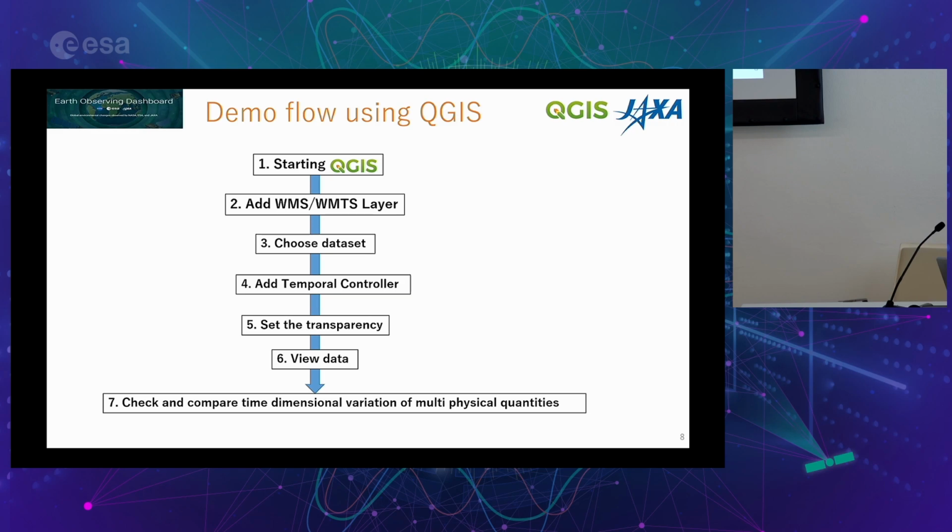Because we want to check the temporal tendency, we add the temporal controller. And then set the transparency. It's an optional step, but with this it becomes easier to confirm where we are looking, using OpenStreetMap. After these preparation steps, you can view data and compare time dimensional variation of multiple physical quantities.